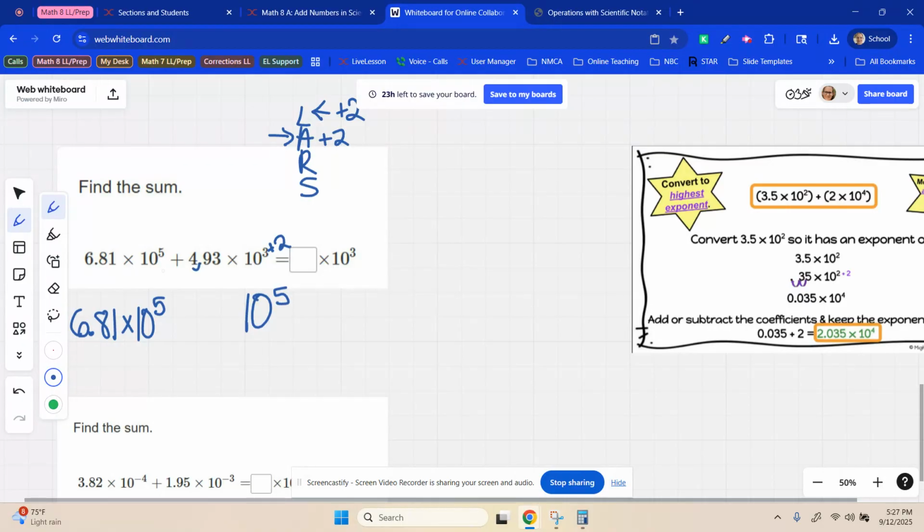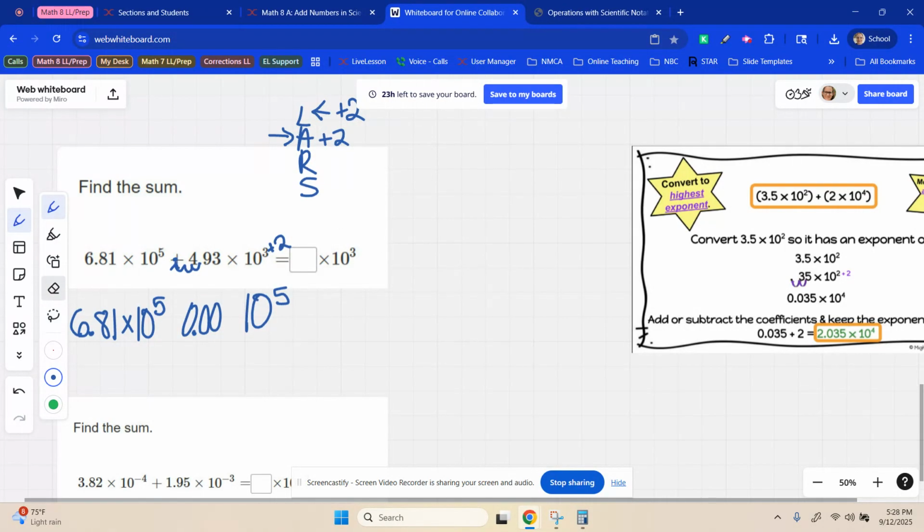Because basically, with this 4.93, I just made the number a whole lot bigger than it was. Okay? 10 to the 3rd is 1,000. If I make it 10 to the 5th, that's 100,000. I can't just make the number bigger. Okay, so the way I keep it balanced and equal to the same thing it always was is by moving that decimal.